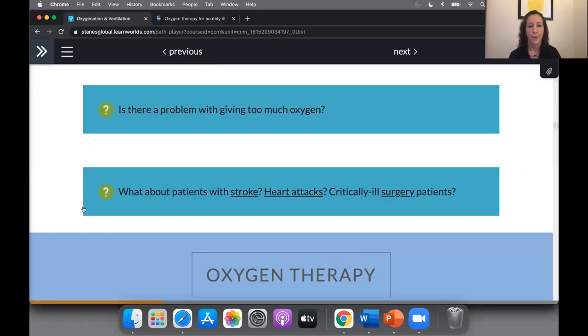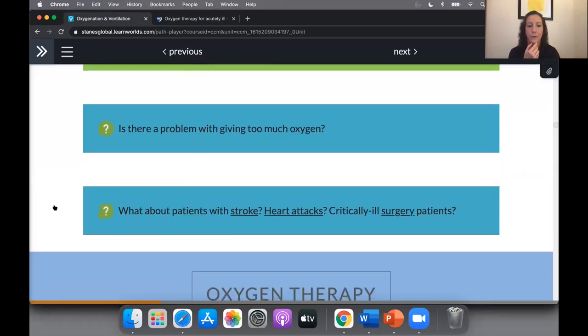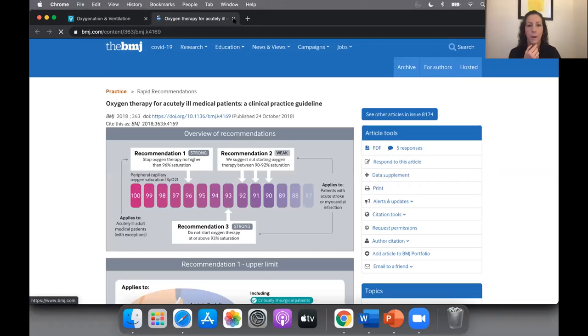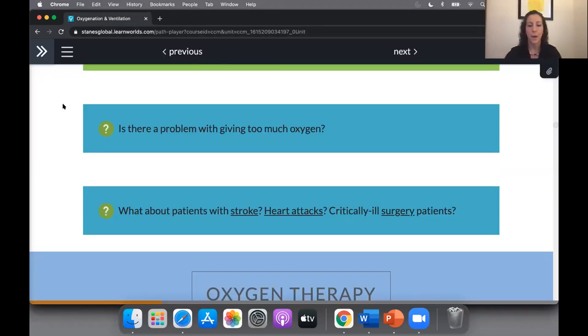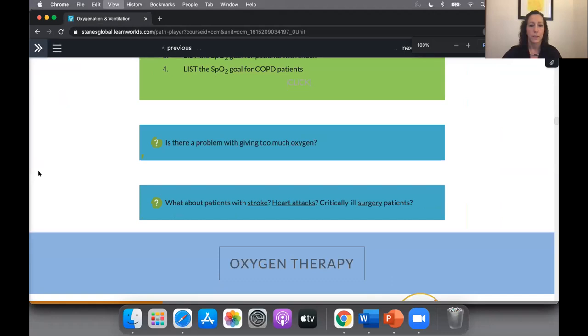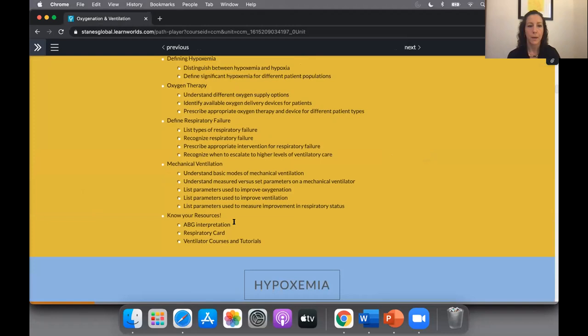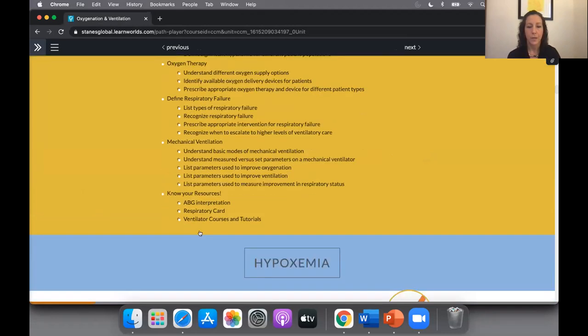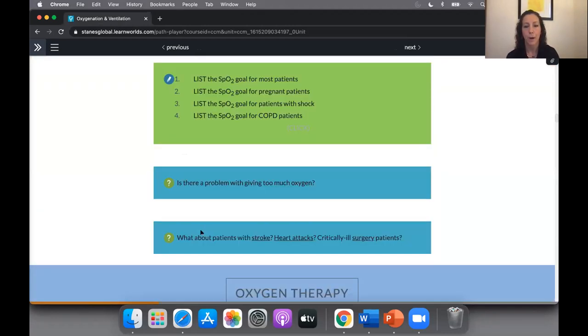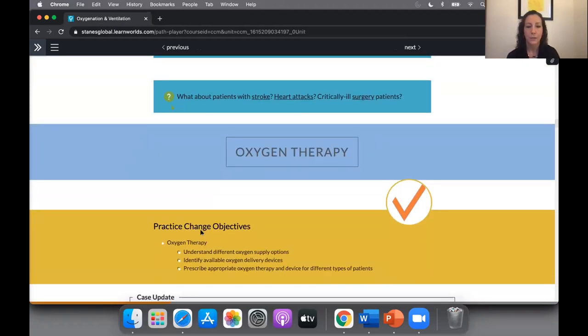Let me go back. Okay, so this first part, as you remember, was about oxygenation. And so now what we will do is talk about oxygen therapy. So remember, we talked about hypoxemia, and now we're going to go into oxygen therapy. So this will answer the last two questions in the chat box about how do we actually deliver oxygen therapy? And I think it's really important when we talk about oxygen therapy for hypoxemia to understand where our oxygen actually comes from and to identify what's available in our facilities.